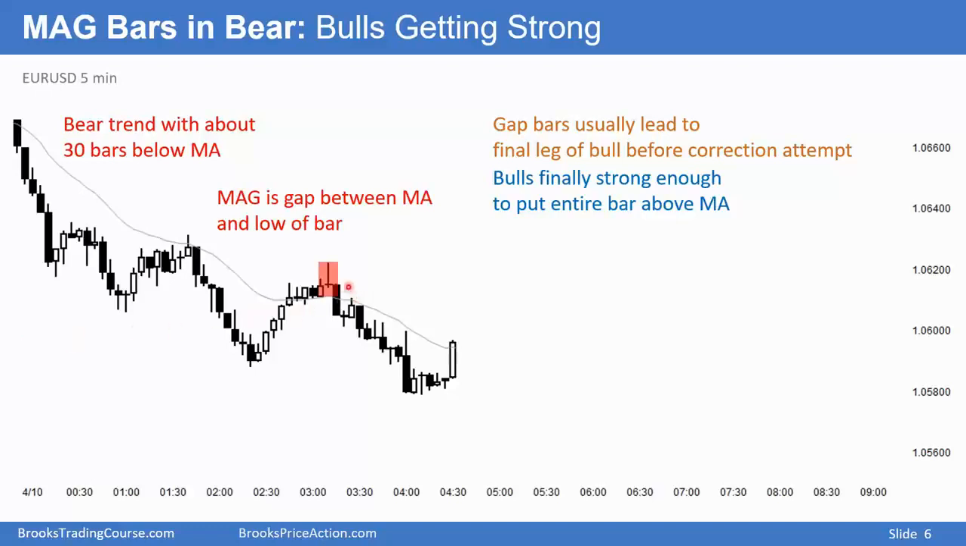Bulls finally strong enough to put a bar completely above the moving average. That's a sign that the bulls are getting stronger and the bears are getting weaker, and therefore this bear trend might soon transition into a trading range or possibly even a bull trend.